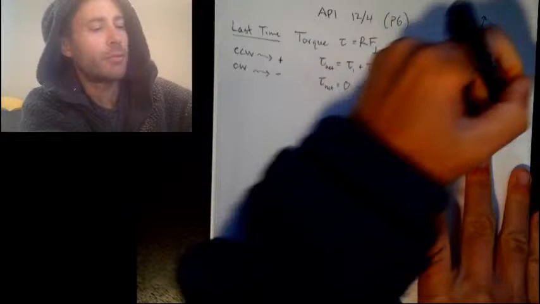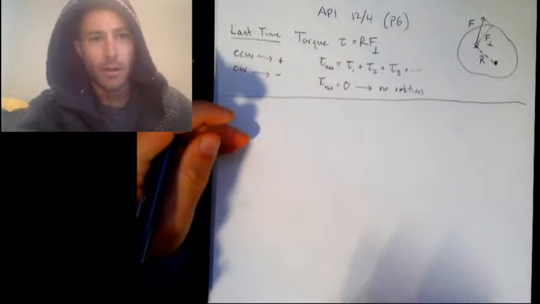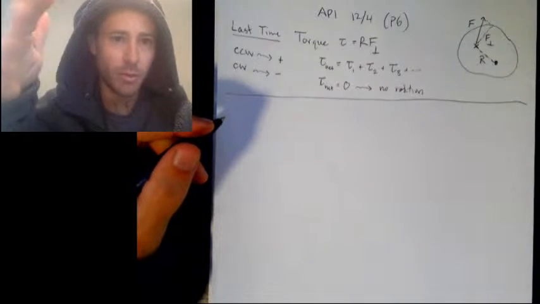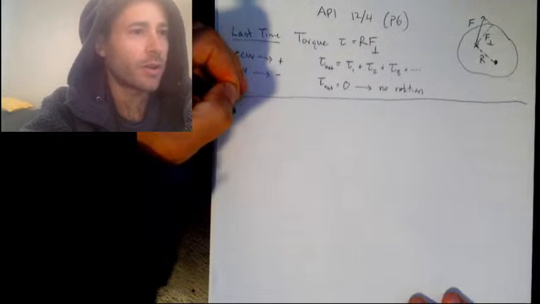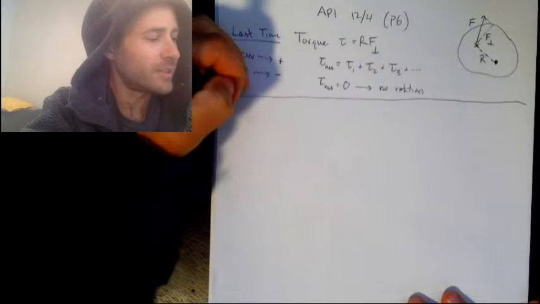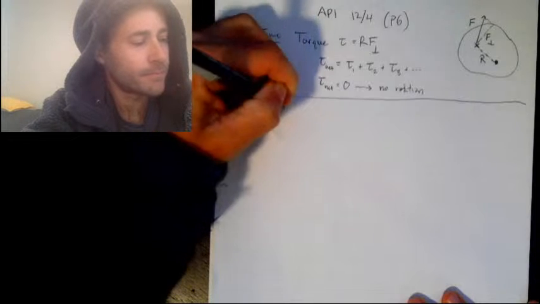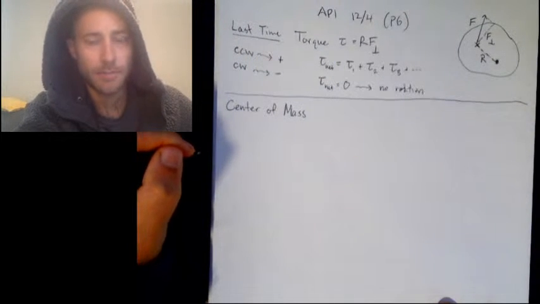So that is basically what we did last time. All right? Today's lesson, I'm going to talk about 3 different things, each thing building on the previous. So the first thing I want to talk about is something called center of mass.